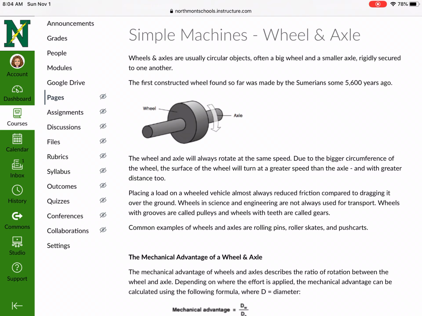The wheel and axle are moving at the same speed. You can see that right here. Same speed, but since the wheel has a bigger circumference, right? Circumference is the distance around the wheel, around the outside edge, like you're measuring the edge of a circle. The surface of the wheel will turn at a greater speed than the axle because it's further away from that center point.